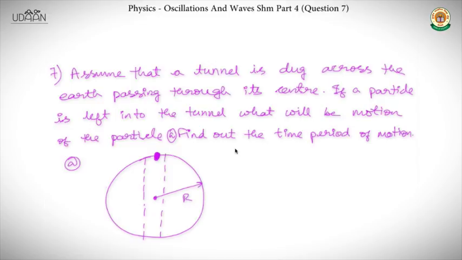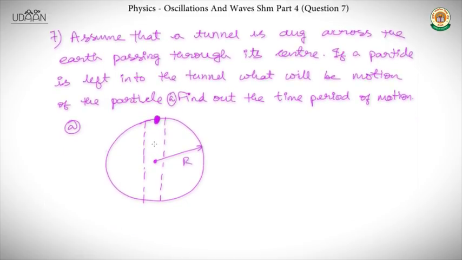experiment. So what we basically have is a tunnel that is dug across the earth, passing through its center from one end to the other end. What we now do is we drop a particle into the tunnel. What we need to find out is what will be the motion of the particle, and consequently find out the time period of this motion, as in how long will it take to go to the other end, or how will its behavior be. So Naveen, let's try and understand its behavior initially, and then let's try and see how we can go about it. Yeah.